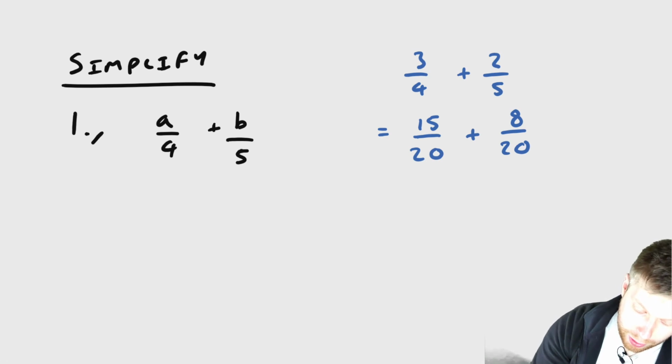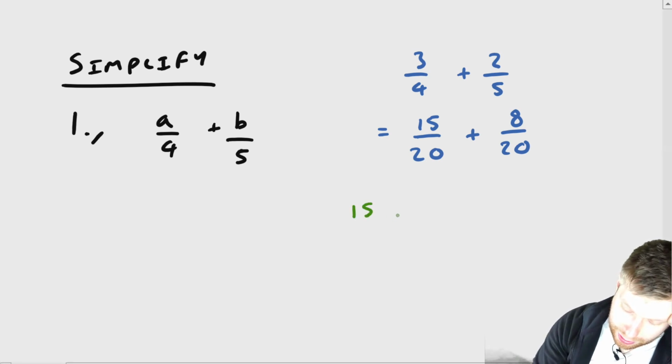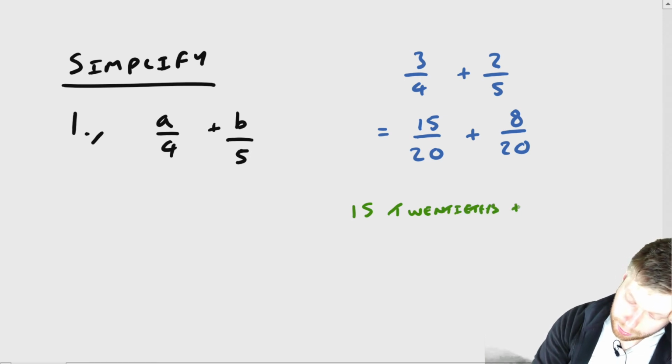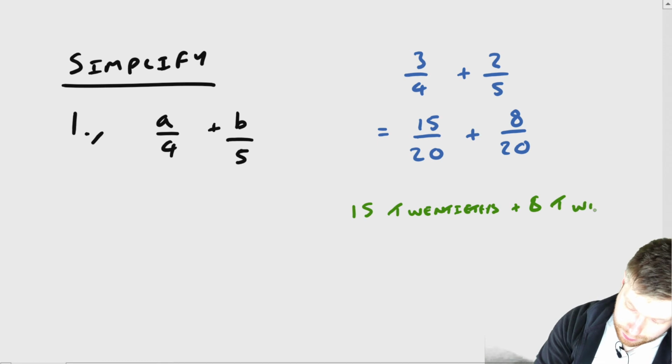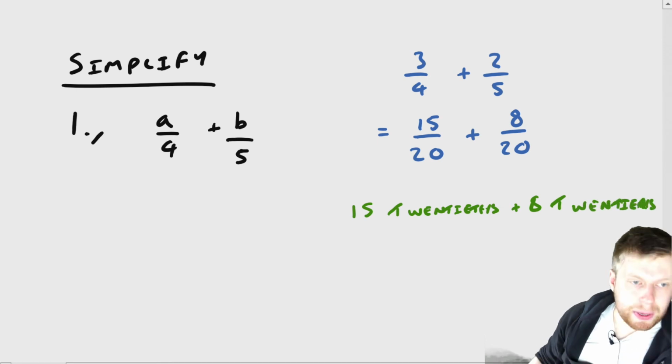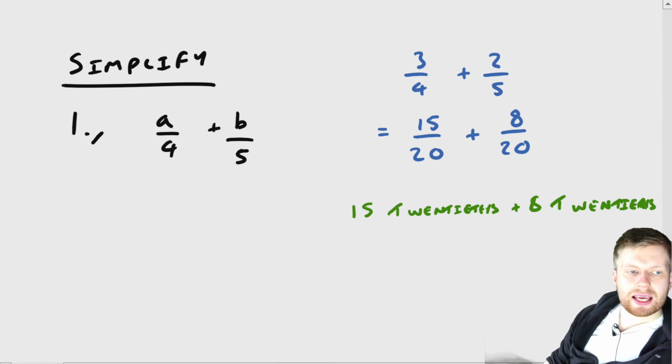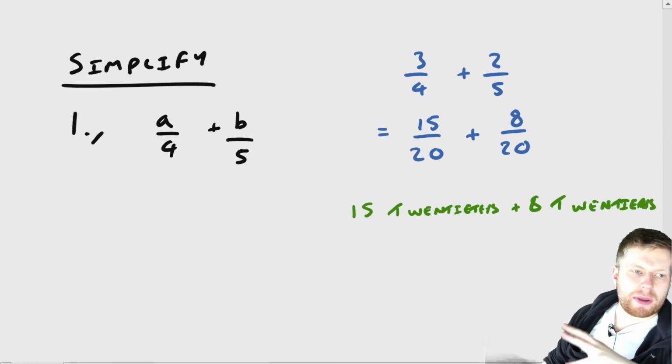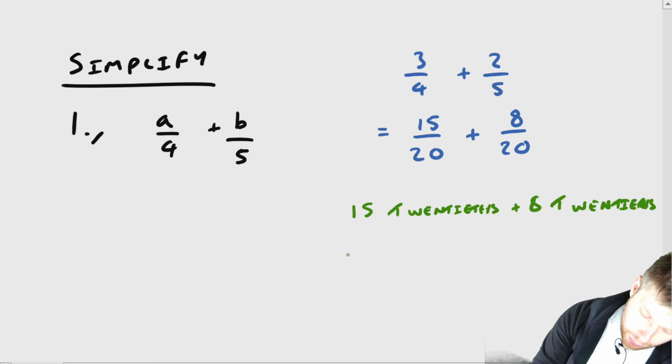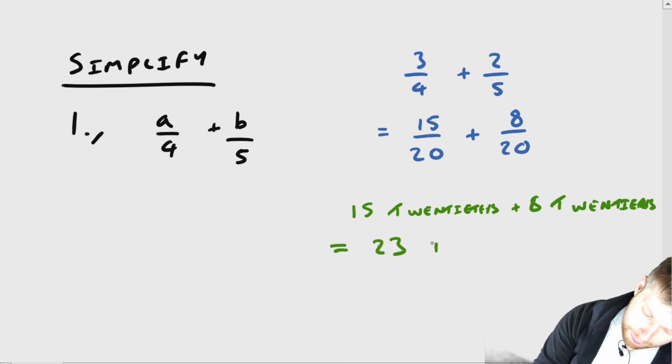Now what I've got, if I convert this into words, is 15/20 plus 8/20. Well, that's a bit like saying 15 cats plus 8 cats. That's going to leave me with 23 cats. So in other words, this should be 23/20.